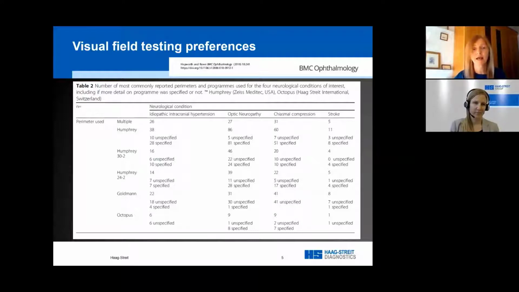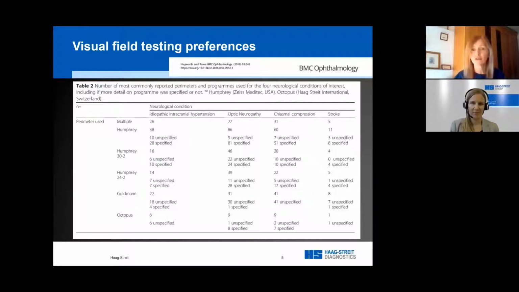330 studies. And in addition to capturing the types of perimetry programs, which is shown on this slide, we also logged data on the patterns of visual field loss reported in these conditions. The most common forms of perimetry were the Humphrey 24-2 and 30-2 programs and Goldmann kinetic perimetry. So as you might expect, peripheral field patterns were reported more for stroke and chiasmal compression, while central field loss patterns were reported more for IIH and optic neuropathies.